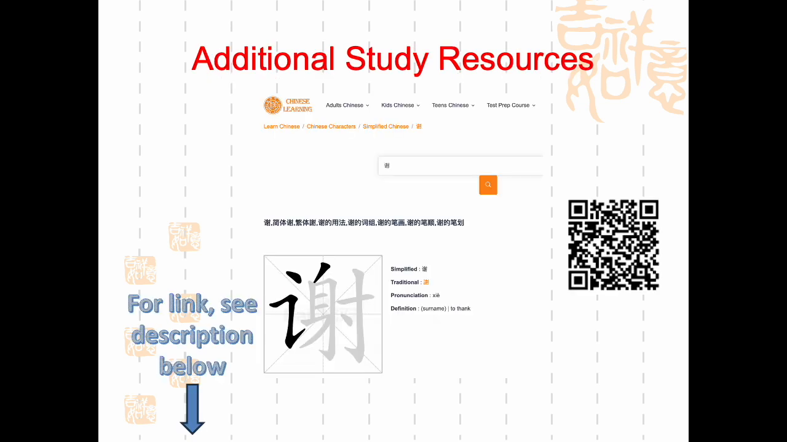For those of you interested in learning more about Chinese characters, especially how to write characters using the proper stroke order, I would encourage you to visit the Chinese Learning website. You can find the URL here down below in the descriptions for this video, or if you prefer, you can scan the QR code here on your screen. It'll take you to the page where you can look up any single character and get information on how to pronounce it, on its meaning, and perhaps most importantly, the correct stroke order. It'll walk you through stroke by stroke how to write any character in the dictionary. So enjoy.